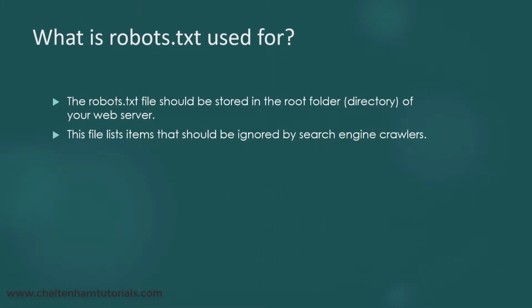So what is the robots text file? Well, the robots text file is stored in what's called the root directory of your web server, and it basically lists items that should be ignored by the search engine crawlers. If you've never heard of this file, you don't need to seek it out and modify it. By and large, especially if you're using something like WordPress, it'll just be set up and modified for you, but it's just useful to know what this file does.